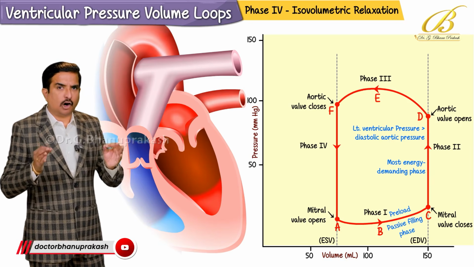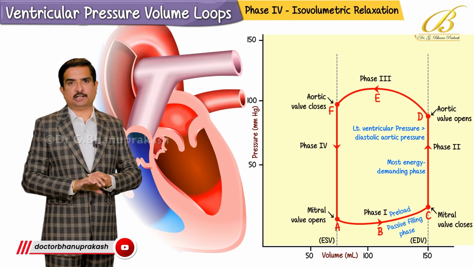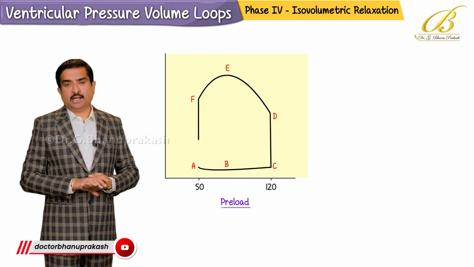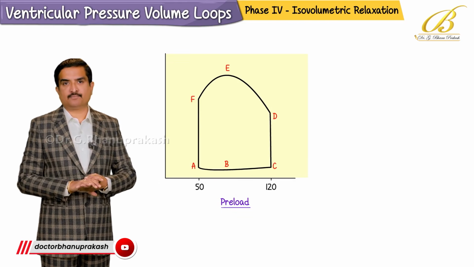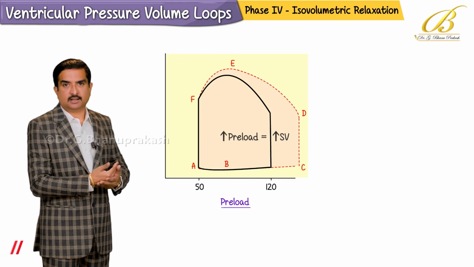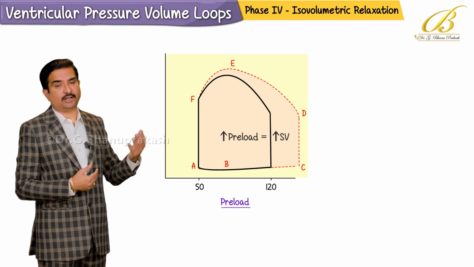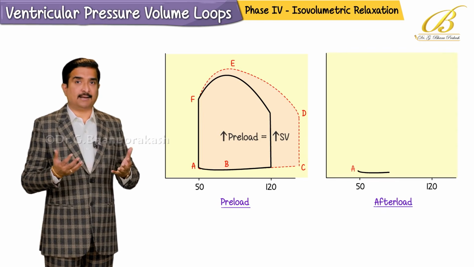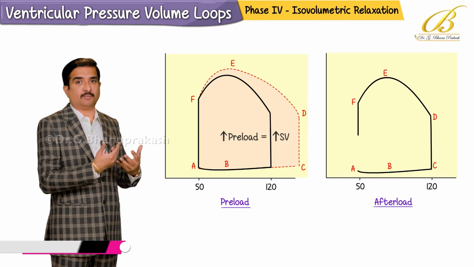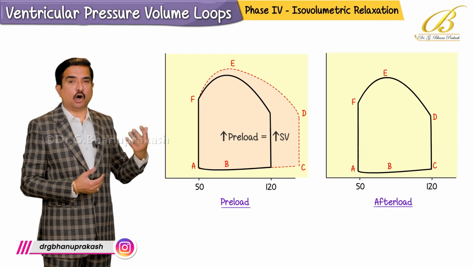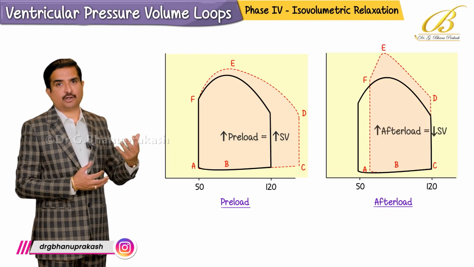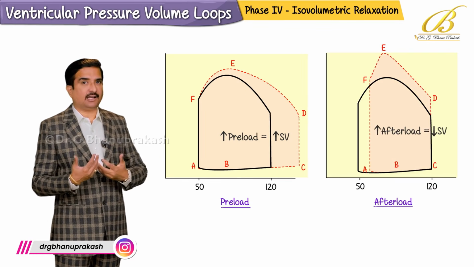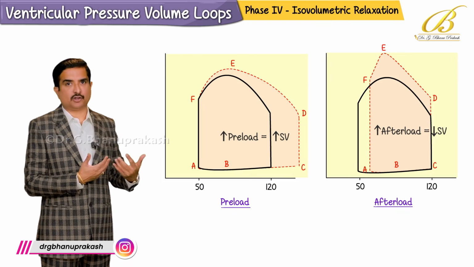Now I want to give you a small clinical insight before I close this topic. What happens when there is an increase in the preload or afterload? An increase in preload means more filling, which shifts the loop towards the right with a higher end-diastolic volume and greater stroke volume. And when there is an increased afterload, for example in hypertension, when there is a lot of systemic vascular resistance, it makes the loop taller and narrower because there is higher pressure but less ejection. This is how you can correlate clinical conditions with ventricular pressure volume loops.